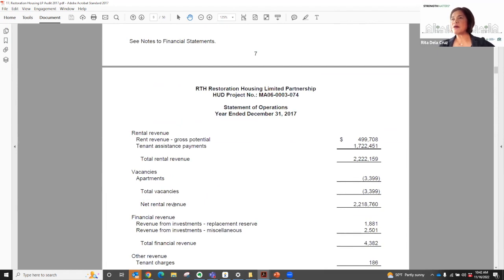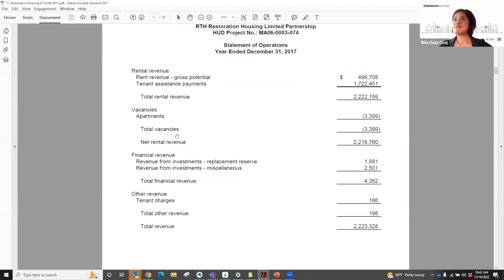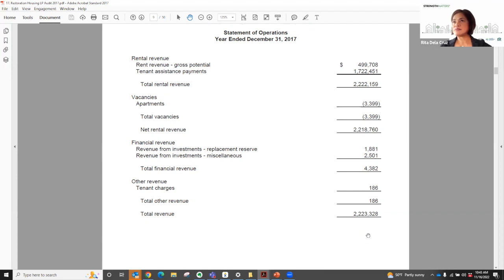Okay, statements of operations, which is the income statement. This is a housing project, so obviously you'd see rental revenue, and then vacancies to arrive at the net rental revenue. This format is almost templated. You would see this kind of format in most of the affordable housing projects.